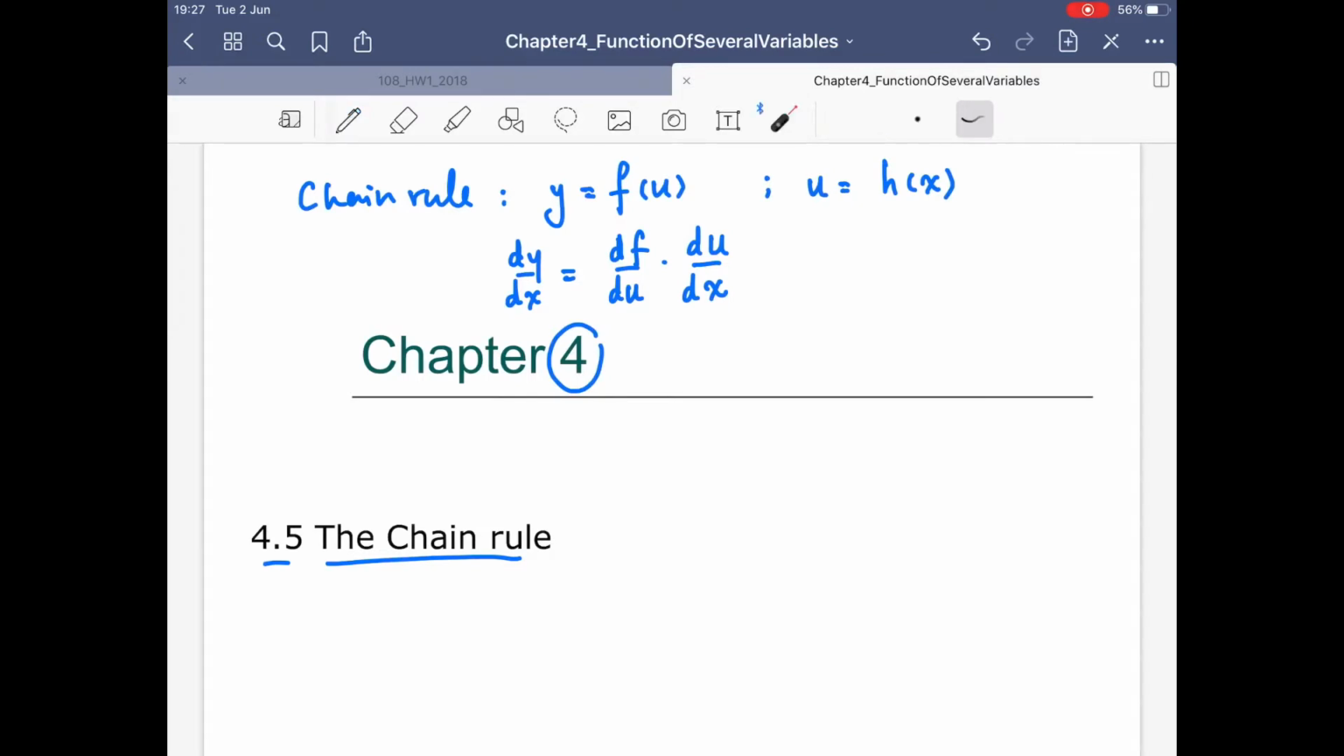If you write it this way, it looks like a fraction, and the top and the bottom cancel, and what you end up with is the one that you would like to find. Or you can use this kind of notation as well, so that it looks exactly like what you need on the left hand side.